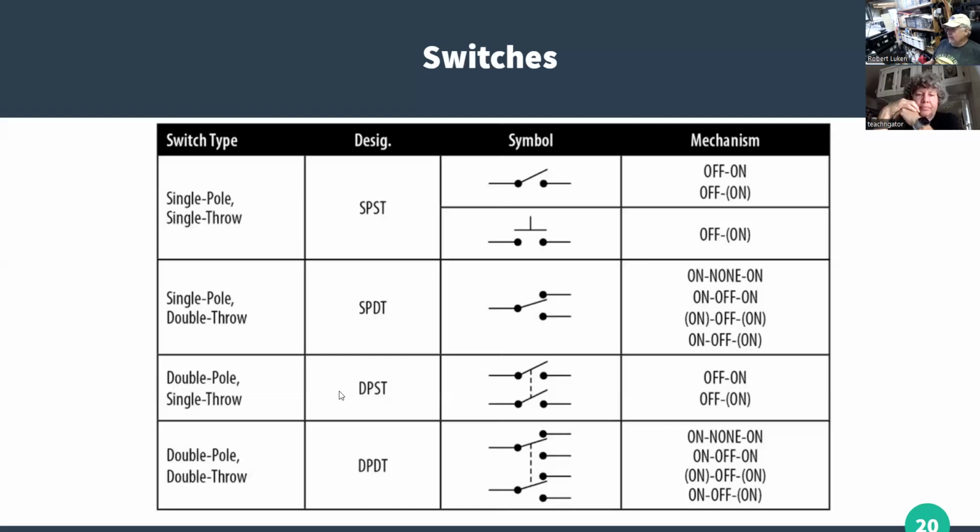You can double it and have a double pole, single throw, and those are mechanically connected together, so they operate as a single switch. And then you can have a double pole, double throw, again mechanically connected, but operating between two different circuits. Okay?